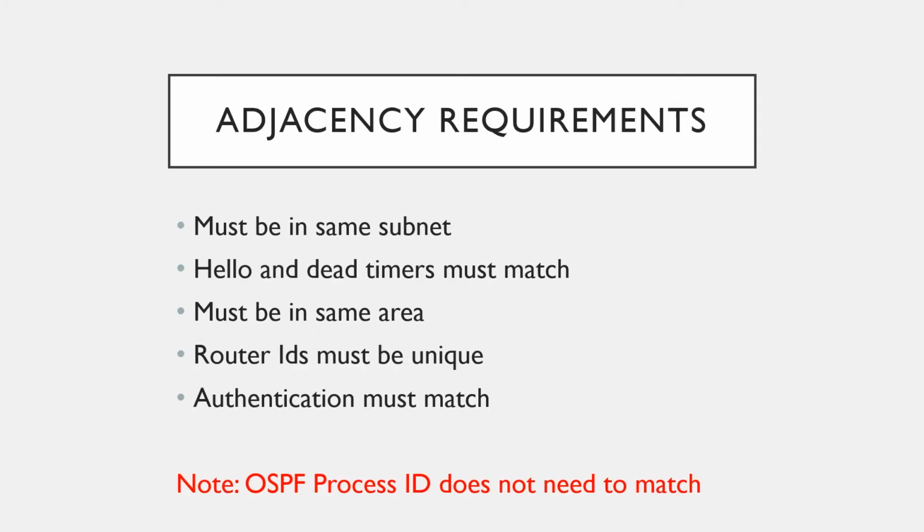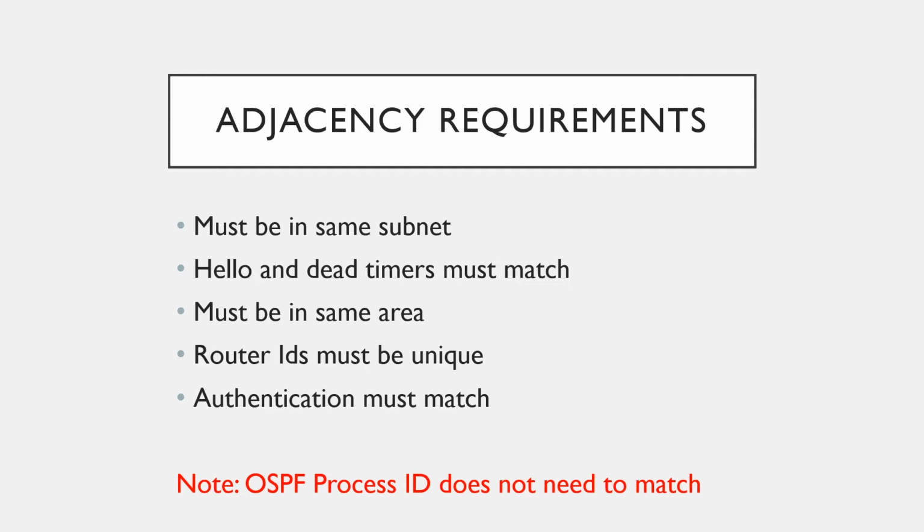All right, so let's talk about the adjacency requirements. I've listed them out here. The first one is that the two routers have to be in the same exact subnet. If they're not, you're going to see a warning message letting you know that they're not in the same subnet, and they will fail to form an adjacency. After that, we need to make sure that the hello and dead timers match as well. The hello and dead timers are sent in the hello updates, so that's how we know what the hello and dead timers are from our neighbor. And they have to match.